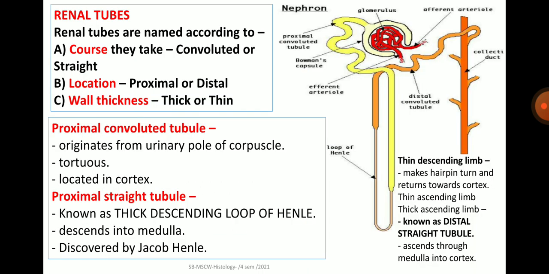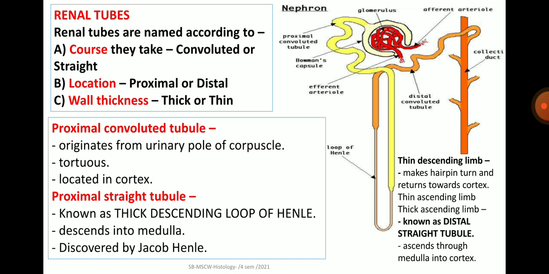This is yet another representation of the uriniferous tubules, which are named according to the course they take, that is convoluted or straight, their location, that is proximal or distal, and their wall thickness, whether they are thick walled or thin walled.